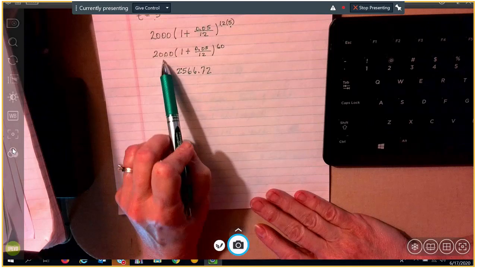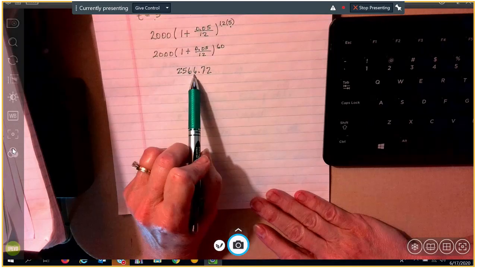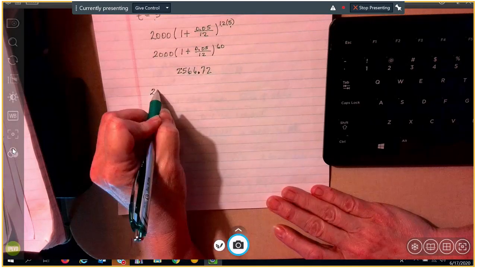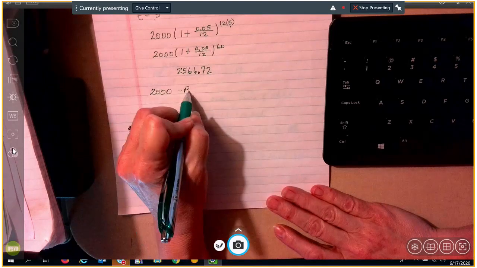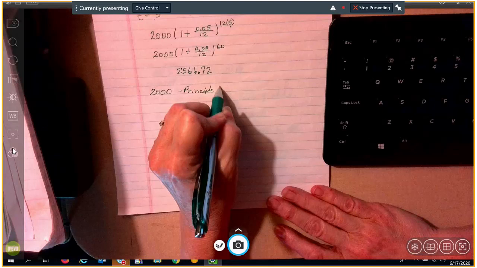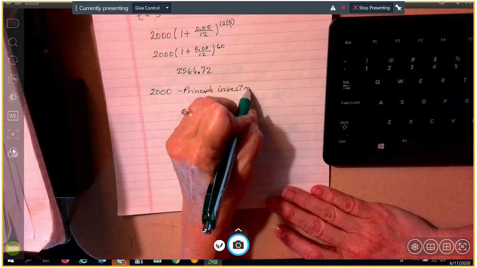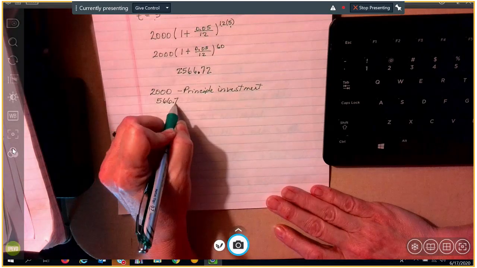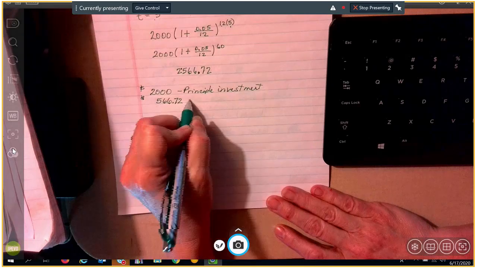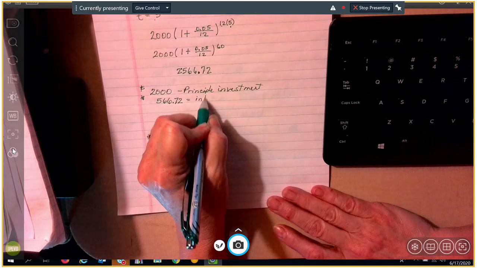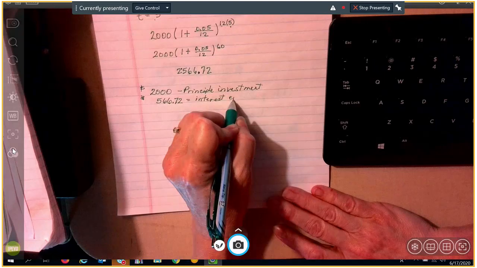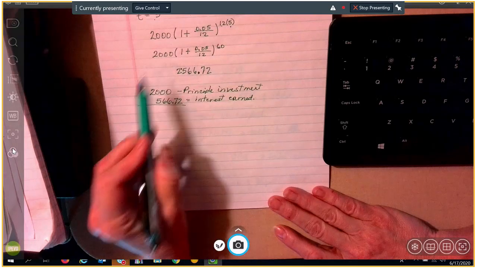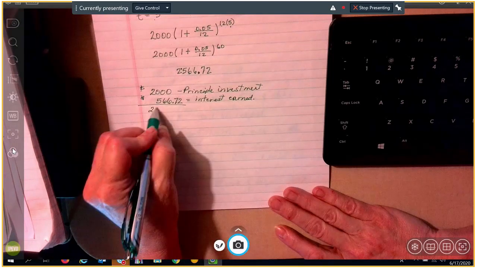So the accrued amount is $2,566.72. That means that I had $2,000 as my principal investment, and $566.72 is my interest earned. So the total amount after that 5 years is the $2,566.72.